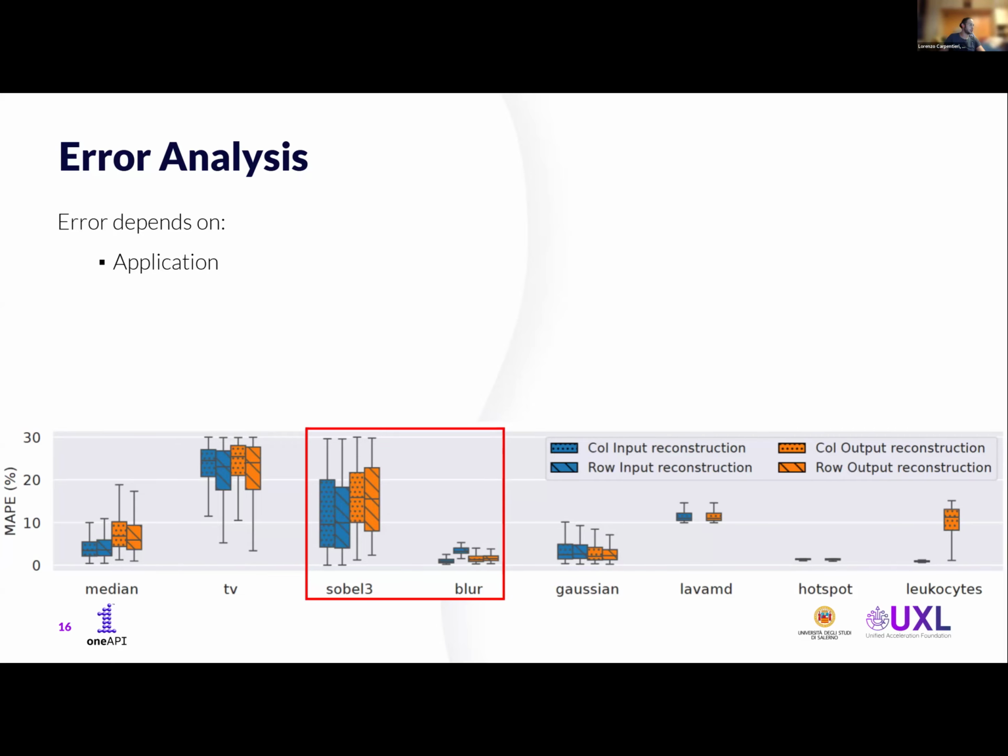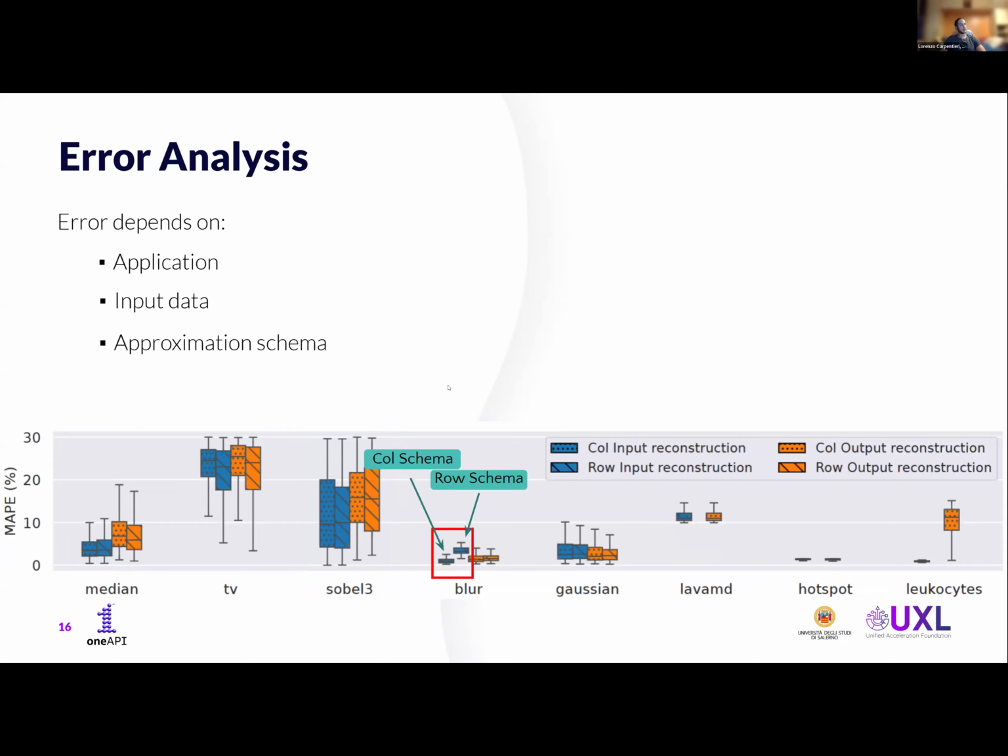So for example, Sobel has a completely different behavior compared to the blur filter, but also the error introduced by approximation depends on the input data. For the same application, for Sobel, we have an error that goes from 5% up to 30%. And this depends on the type of image that we are using as input.